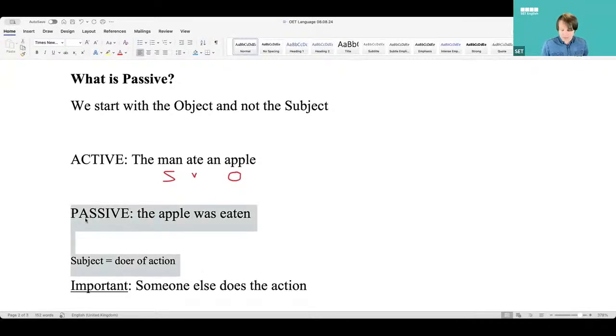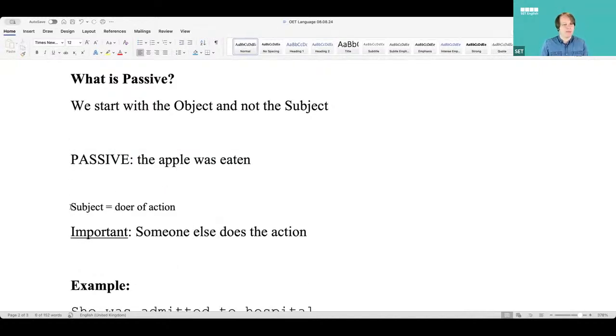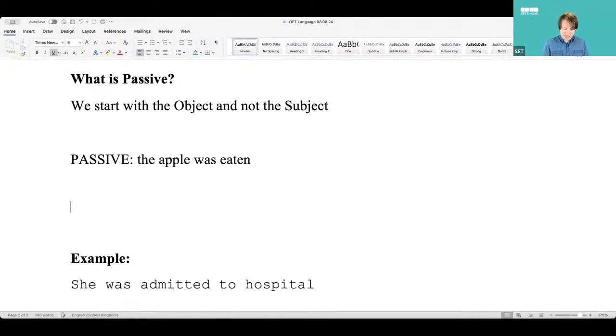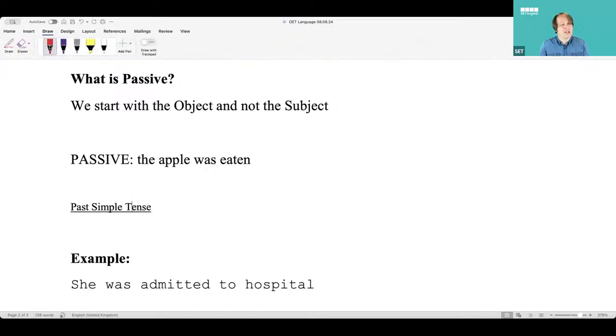What tense is this? The apple was eaten by the man. Past tense. This is past simple tense. Okay. And just to be clear, guys, the apple, is that the subject or the object? The apple. Object. This is the object of the sentence, okay?